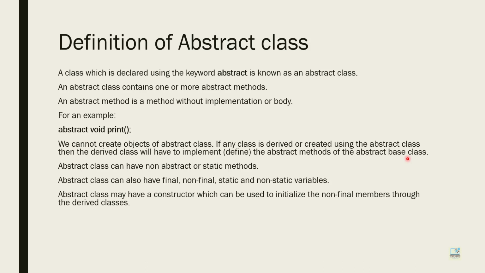Okay? An abstract class can have non-abstract or static methods. We can have normal methods and normal variables also in the abstract class. It is not strict that all of the methods and all of the variables will be abstract. An abstract class can have final, non-final, static and non-static variables. An abstract class may have a constructor which can be used to initialize the non-final members through the derived classes.